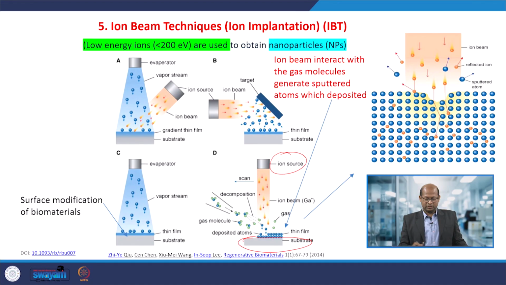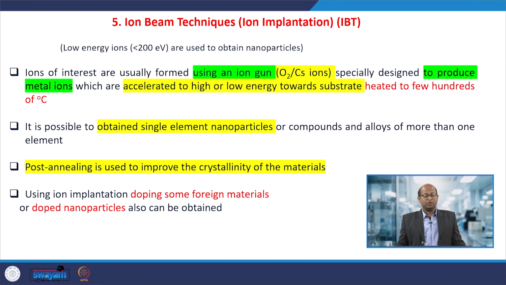So here this ion source is there, and this ion beam interacts with the gaseous molecules. Here you can see gaseous molecules. With that, the ion source will interact and generate sputtered atoms that will be deposited over the surface in the form of thin films. These blue colors, you can say, are the sputtered atoms that will be deposited in the form of thin films. So in these ion beam techniques, we can generate a particular type of thin film by considering particular materials, or maybe two or three different materials also we can produce.